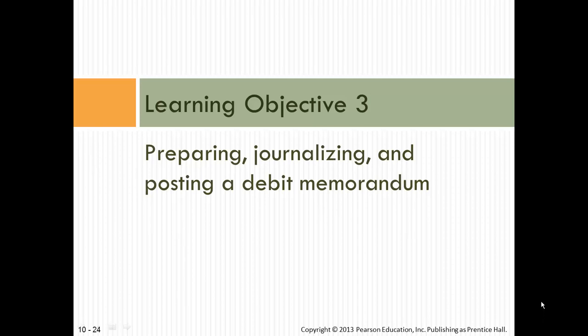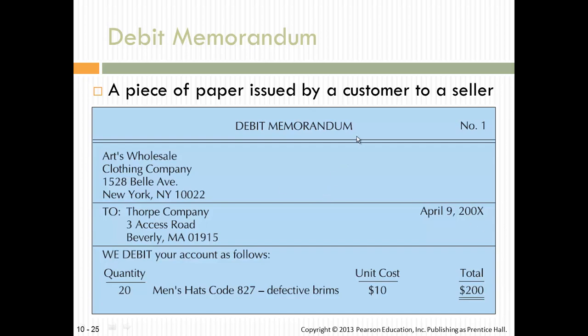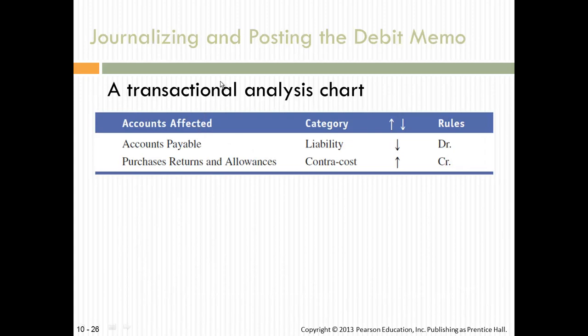Objective 3 is preparing, journalizing, and posting a debit memorandum. A piece of paper issued by a customer to a seller. Nowadays, it's not necessarily a piece of paper. It usually comes via email, electronically, but it's the same purpose. So someone issues a debit memorandum, usually because there was something wrong with the product and they're giving you credit back. Notice here it says defective. That's what it's for.